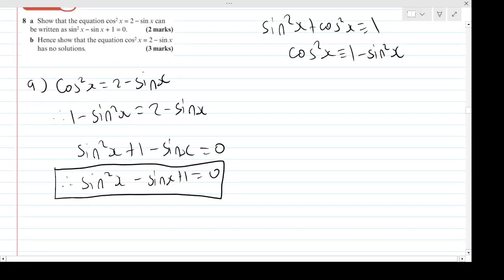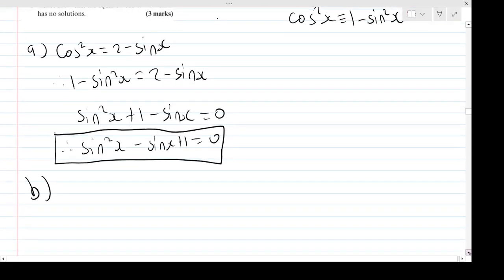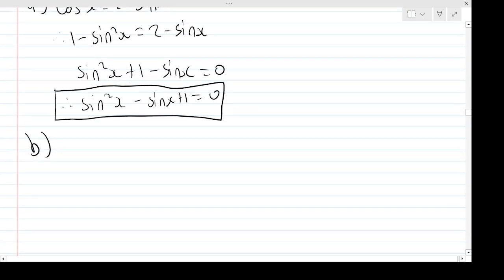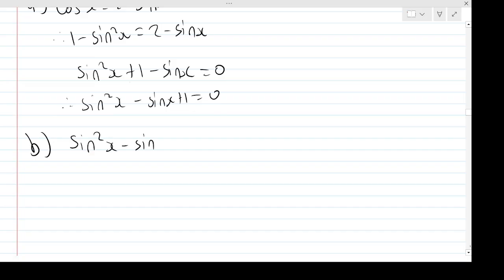Part B then says, hence show that that same equation, cos squared x is 2 minus sine x, has no solutions. So it's very similar to what we talked about last time, right? Now, let's go how we would normally do it, right? Obviously, we'd need to solve this. That equation is equivalent to this one. If we were to solve it, then we'd use the formula. Obviously this is a disguised quadratic, so we can say that u is sine x.